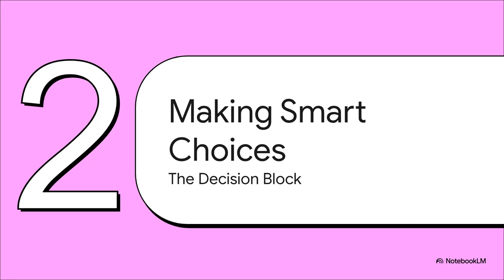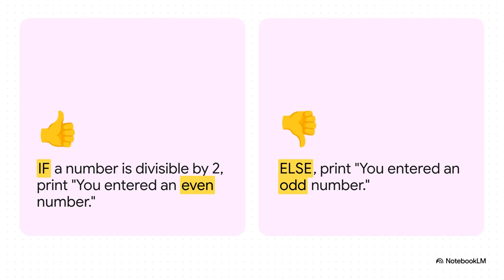Okay, so making a computer talk is cool, but what about making it think? Well, the next building block we're going to look at gives our programs a kind of brain, letting them make choices based on whatever is going on. So how do we do that? We use something called an if-else statement. Think of it like a fork in the road for your program. We're basically telling the computer, if this one thing is true, go down this path. Else, if it's not true, go down the other path.